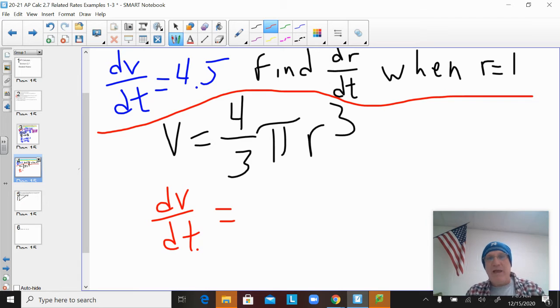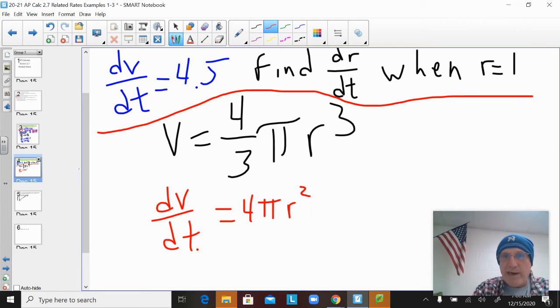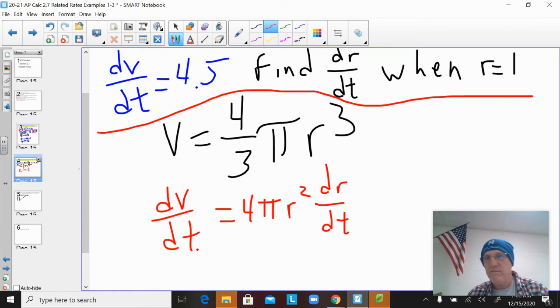Now, 4/3 is a constant and pi is a constant. If I move the exponent 3 out front, 3 times 4/3 happens to be 4. So I get 4 pi r squared. Then I need that dr/dt at the end. So there is the derivative of that equation with respect to time. And now I can substitute in the information that I have and solve for the desired rate.